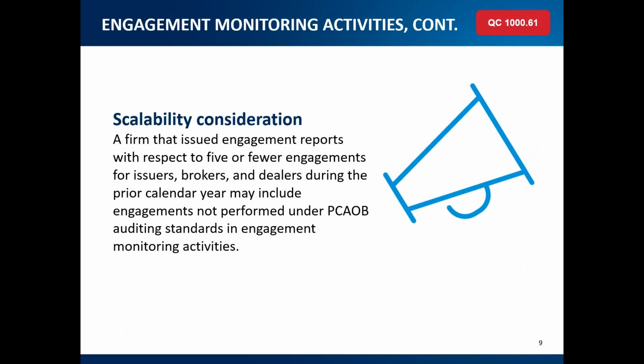In order to address this, the note to paragraph 61A of QC 1000 states that for firms that issued engagement reports with respect to 5 or fewer engagements for issuers, brokers, and dealers during the prior calendar year, engagement monitoring activities may include monitoring audits not performed under PCAOB auditing standards, provided that such audits are selected taking into account the factors in paragraph 64 and that instances of non-compliance with applicable auditing standards identified through monitoring are treated as if they were engagement deficiencies for purposes of paragraph 68D and QC observations for purposes of paragraph 72.